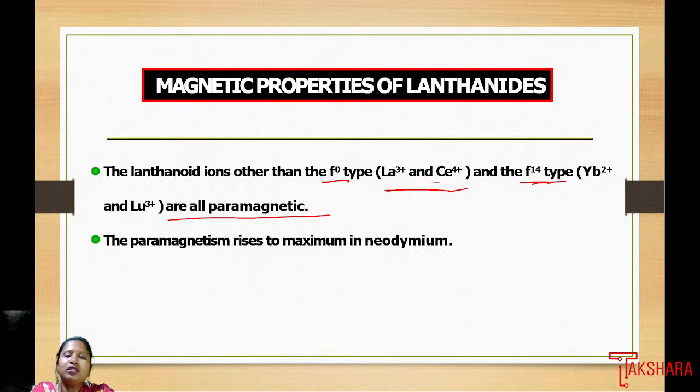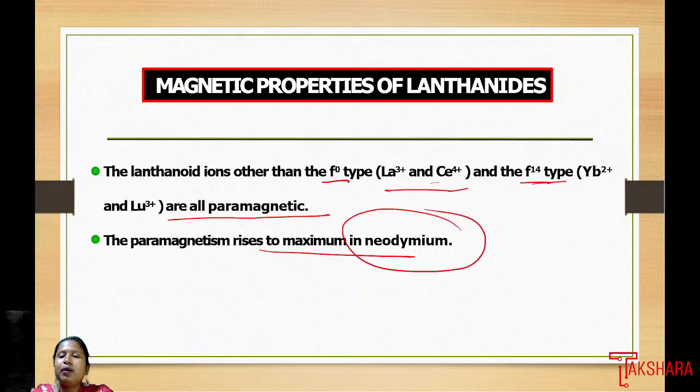Paramagnetism rises to the maximum in neodymium. So the maximum paramagnetic property, or strong magnetic field, we can observe in neodymium.